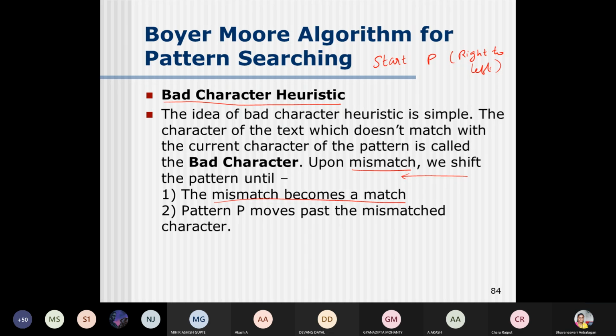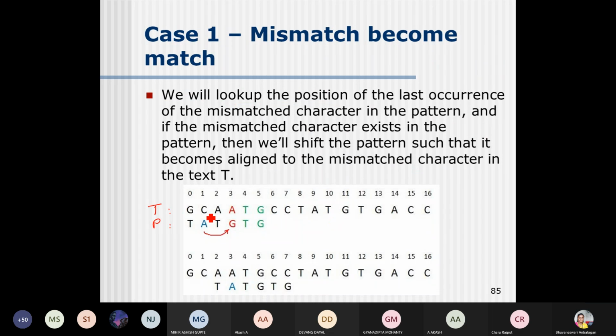So what you will do is take the text and the pattern, and place the pattern over the text. I'm going to start from right to left. So in this reverse direction, I will search. G and G matched, T and T matched, A and G mismatched.